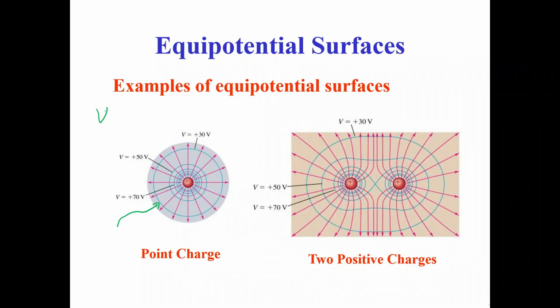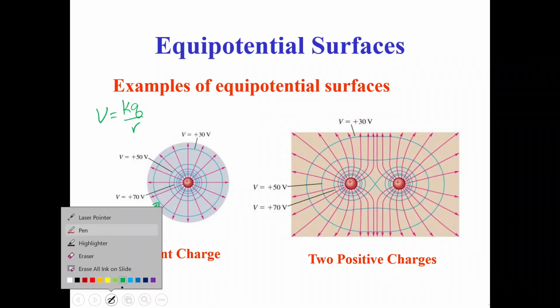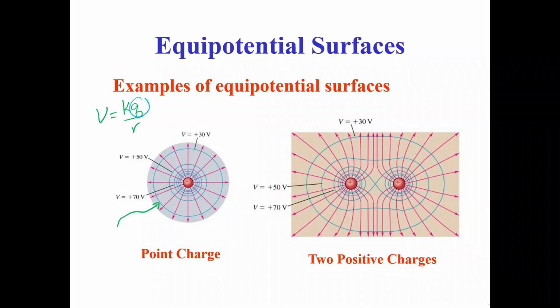That's because the potential of a point charge is kQ over r. And so for any one source charge Q, that tells us that to have an equal voltage, you just have to have the same radius. If you're at the same radius, you're going to have the same potential. So you're going to end up with spherical surfaces.